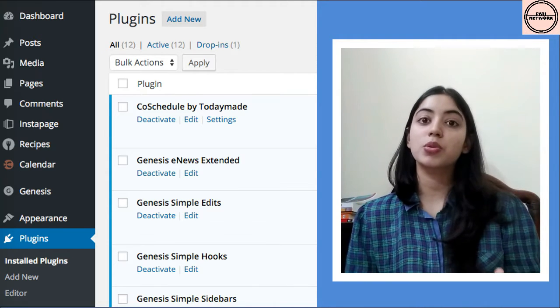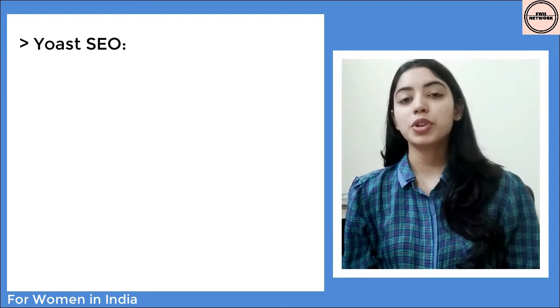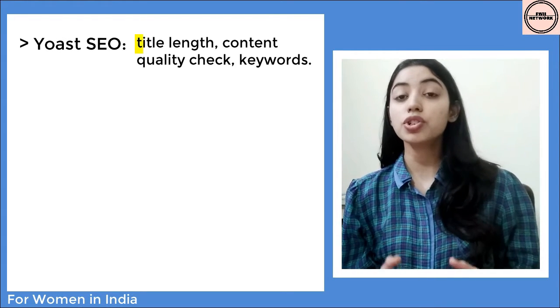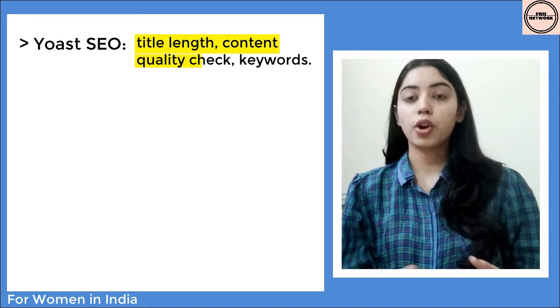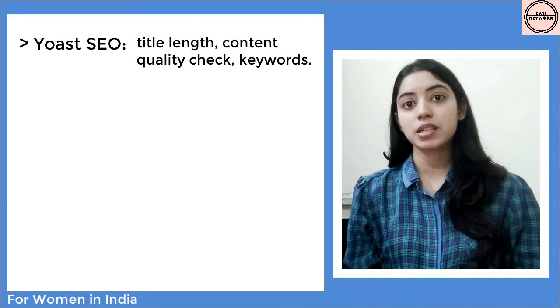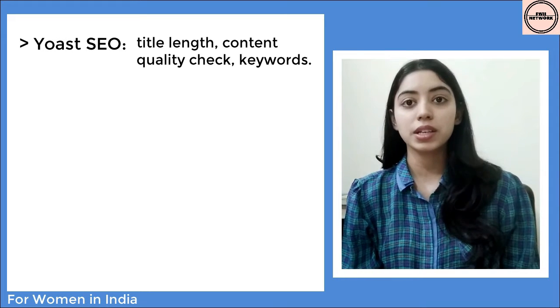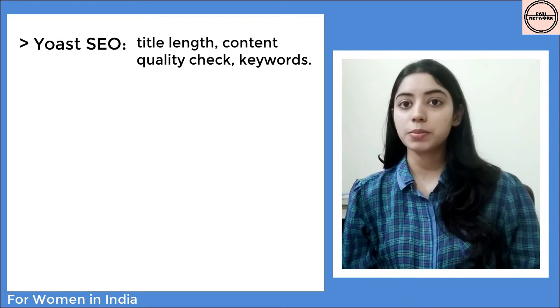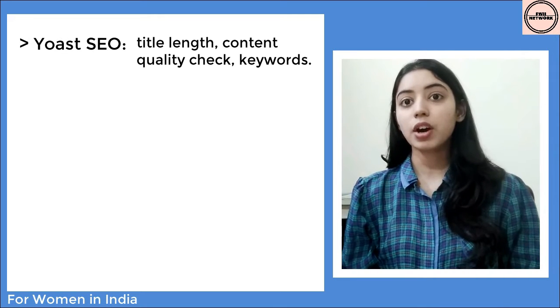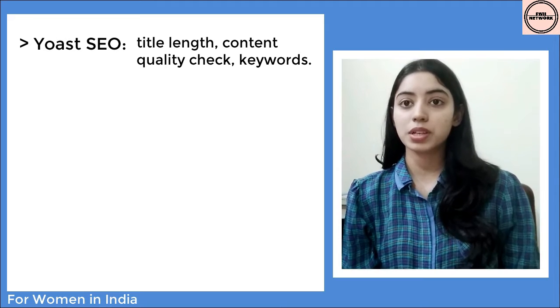And we recommend that you install a plugin, Yoast SEO. Although WordPress is SEO friendly, Yoast will help you with your title length, content quality check, keywords, so that you're easier to access on search engines. Upon installation and activation of Yoast SEO, you will see a new menu item labeled SEO. Clicking on it will take you to the plugin's setting page where a configuration wizard will help you with a better understanding of Yoast.